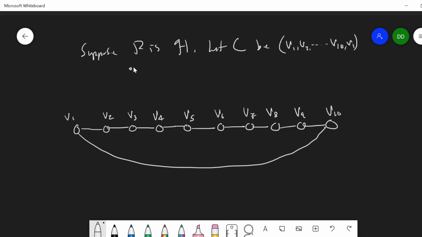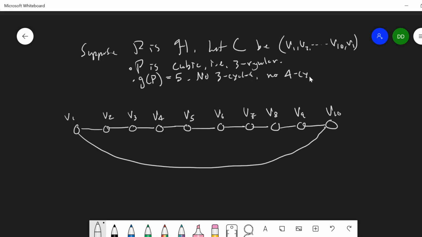So remember that P is cubic, i.e. 3 regular, and that the girth of the Petersen graph is 5: no 3 cycles, no 4 cycles. And so we'll actually use these two properties to conclude that the Petersen graph cannot be Hamiltonian. It follows from these two properties of the Petersen graph that it's not Hamiltonian.